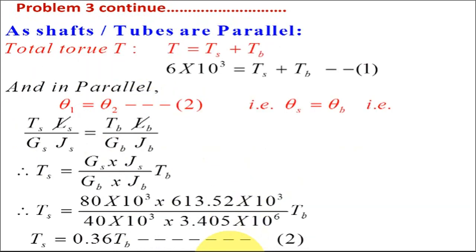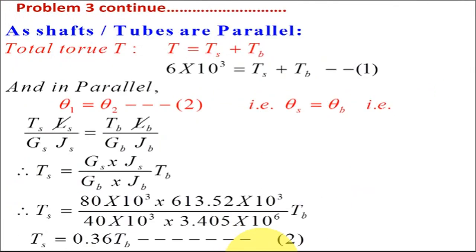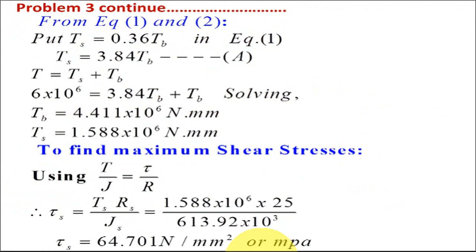Now in the problem, what is asked? Find the maximum stresses developed in each material. It means here you have to calculate the tau in steel and the tau in bronze. Okay, the maximum value among these two will be the maximum stress. Using the torsion equation, T by J is equal to tau by R. So here tau is missing, this value is missing. So by cross multiplication, tau is equal to TR divided by J.